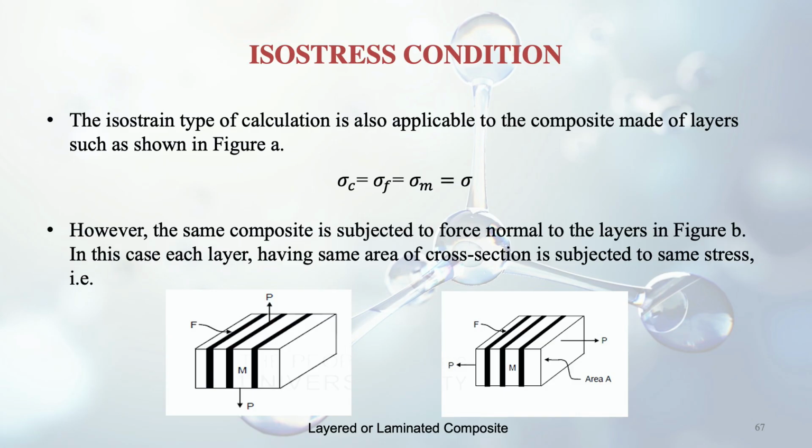Now you see the figure number B. What is happening here? The load is acting in a different direction, meaning it is acting on the side face of the cube, not on the top face. In this case, each layer has the same area of cross section. You can see all layers will have same area of cross section, and they will be subjected to same stress. So this is the isostress condition.